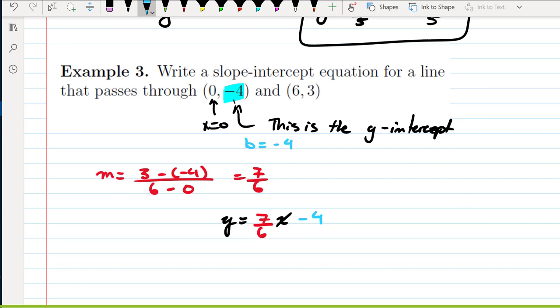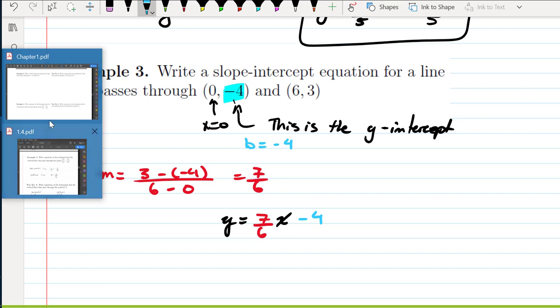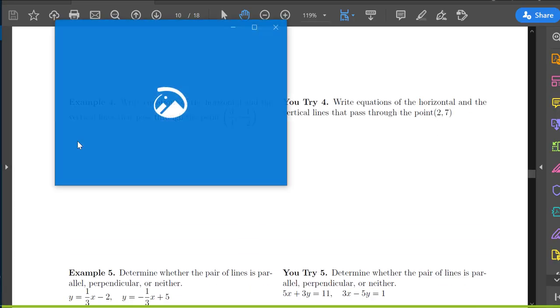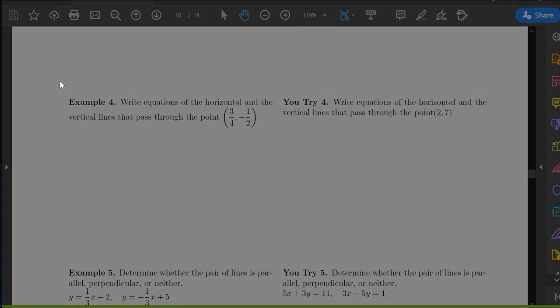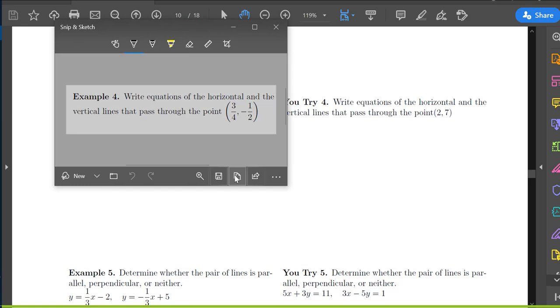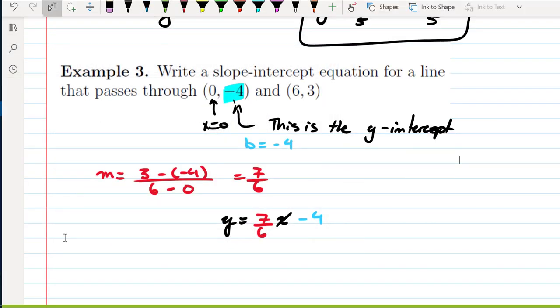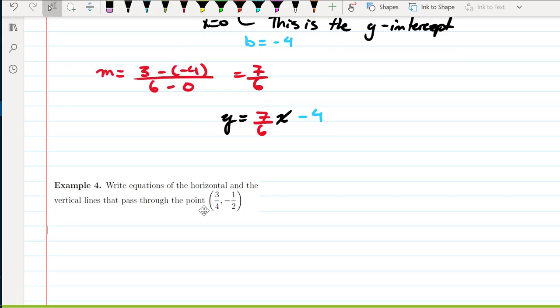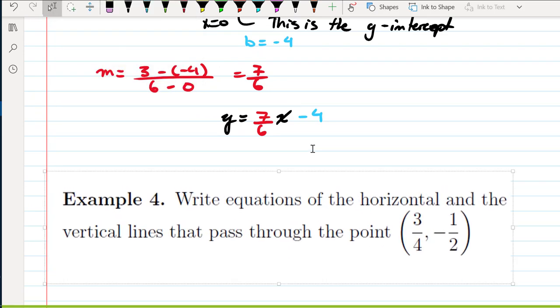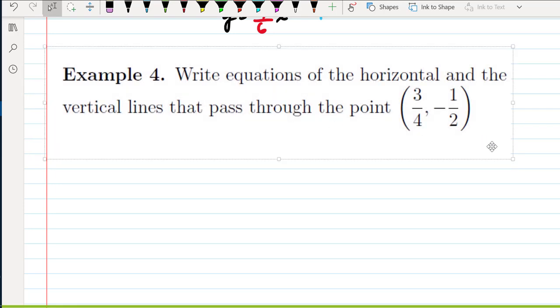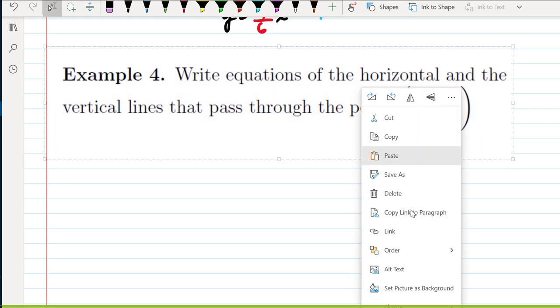All right. So let's take a look at our next example. Example number 4 reads as follows. Write the equations of a horizontal and a vertical line that passes through the point (3/4, -1/2).